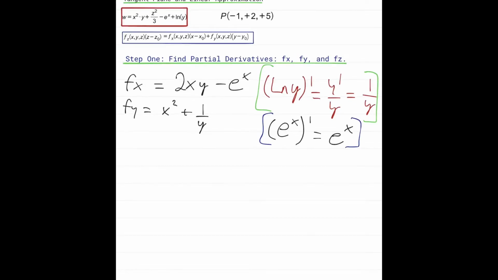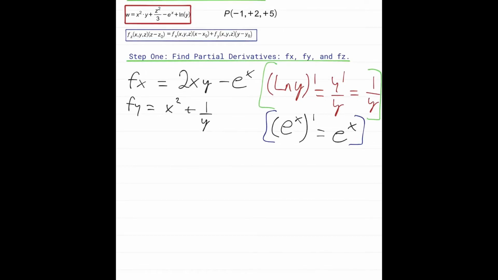So how about z? Partial derivative with respect to z. I have z squared over 3. I take the derivative, it'd be 2z over 3. So the partial derivative with respect to z would be 2z divided by 3. We have our partial z, our partial y, and our partial x. So now on to step 2.